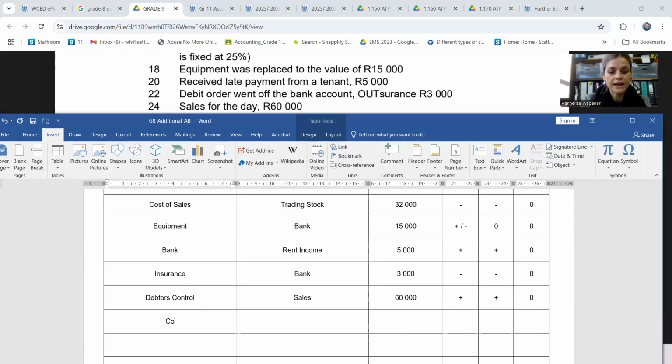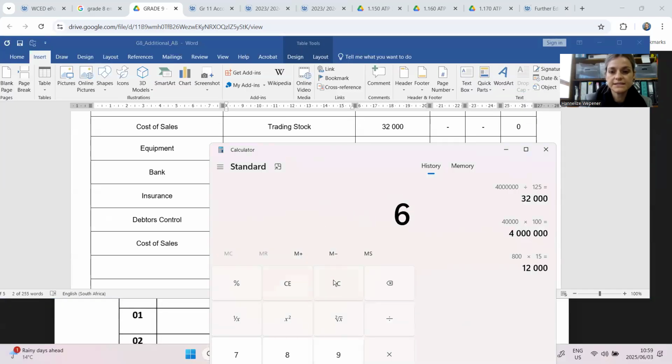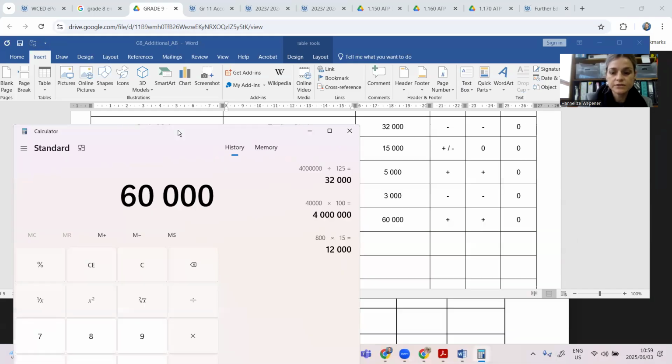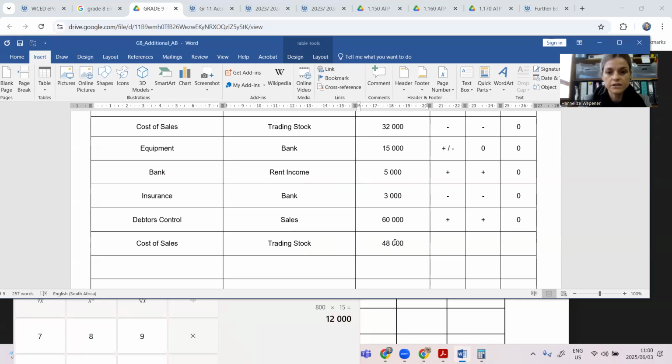However, I know that I cannot have sales without cost of sales because trading stock is leaving my business. So I have more cost of sales expense, less trading stock. So remember, they said a fixed markup of 25% applies. So 60,000 Rand times 100 to find my cost, divided by 120 because I'm working with my selling price, so 48,000. So I have less trading stock, therefore less assets, more expenses, meaning less profits for the owner, and no liabilities affected there. So that's just a quick accounting equation.